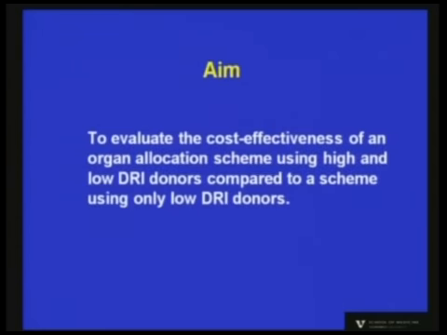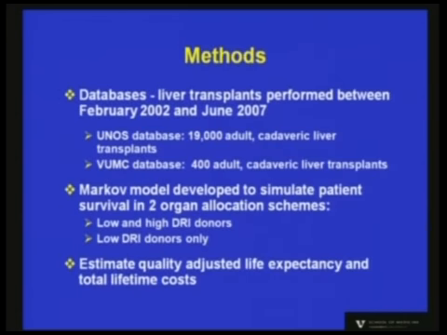Therefore, the aim of this study was to evaluate the cost effectiveness of an organ allocation scheme using high and low DRI donors compared to a scheme using only low DRI donors. To do this, we looked at 2 databases between February 2002 and June 2007. We looked at the UNOS database and our Vanderbilt database.